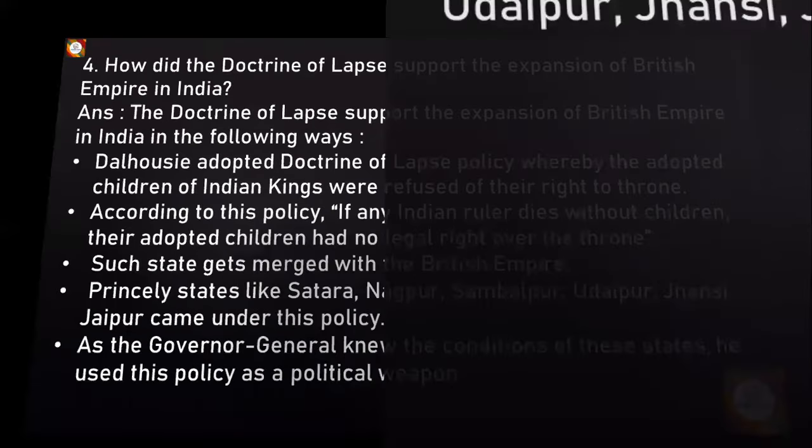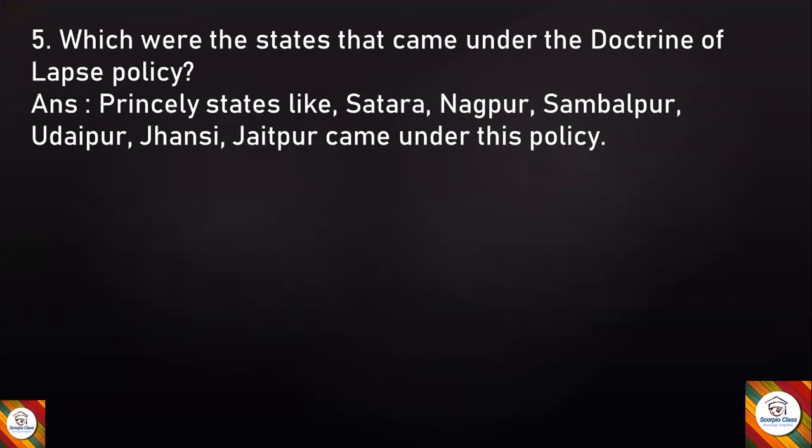Next one. Which were the states that came under the doctrine of lapse policy? Answer. Princely states like Satara, Nagpur, Sambalpur, Udaipur, Jhansi, and Jaipur came under this policy. So these are the princely states, and this was the answer.